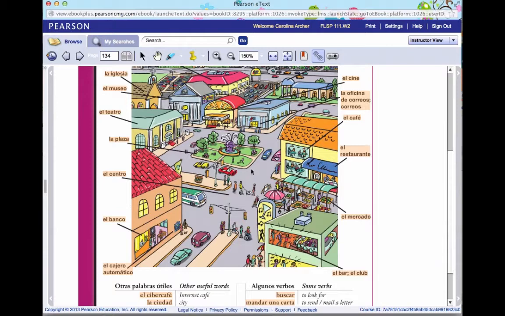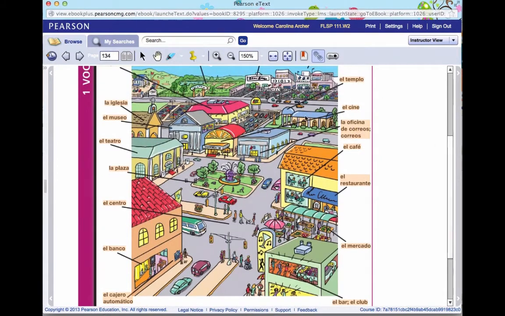La plaza, this is a very common place in Latin American countries to have a square, a main square. La plaza. El teatro, the theater. El museo, these are cognates, museum. Y la iglesia. So I guess you can have templo, like a Jewish temple, y la iglesia, okay, la iglesia, the church.